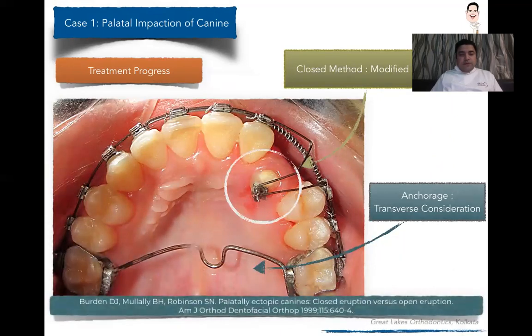So if you want to go into the perspectives of palatally impacted canine, there is one more article on closed eruption versus open eruption by Burden. And it's an excellent article to describe in which cases you would ideally like to do open and closed. However, it is always preferable to do closed so that the integrity of the biologic width is maintained and you don't get an unnecessary increase in crown length.